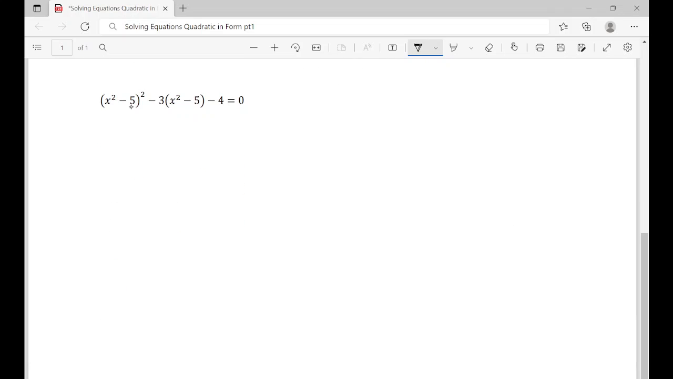Next I have x squared minus 5 all squared minus 3 times x squared minus 5 minus 4 equals 0. So again, it's pretty close to quadratic, just quadratic in form. So I'm going to take my variable u, and I'm going to use a substitution for the middle, which is x squared minus 5, not the 3, just the x squared minus 5. And I'm going to replace all the x squared minus 5s with u. So here I'm going to have u squared, because there's 2 of them, minus 3u, because there's only 1 of them, minus 4, there's none of them, equals 0.